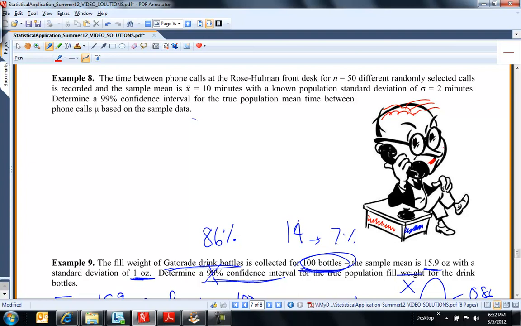Okay. Anyway, so I think I'll do maybe one or two more to show you how to go backwards and compute the sample size needed for a confidence interval.